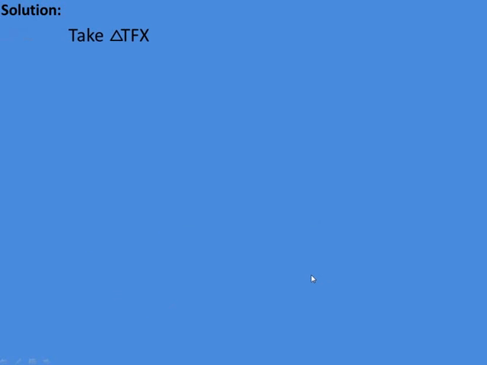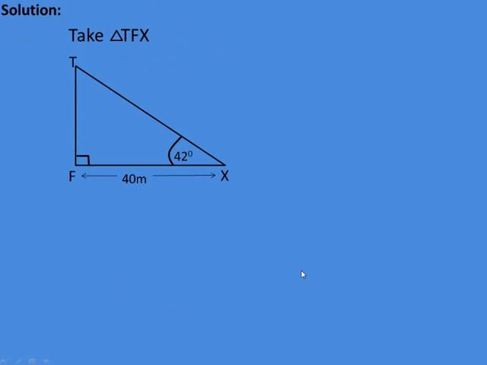Solution. Take triangle TFX. This is triangle TFX, and we are going to base our solution on this. We were asked to find TF, and the triangle that gave us the most information to find TF is triangle TFX. Therefore, we need to highlight the given angle. This is the given angle of 42 degrees.